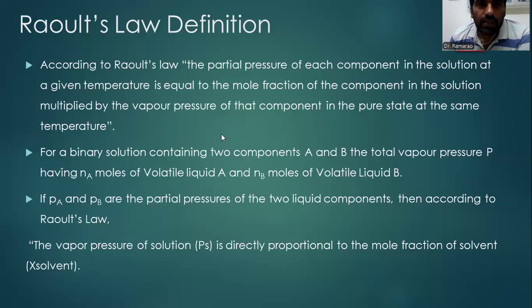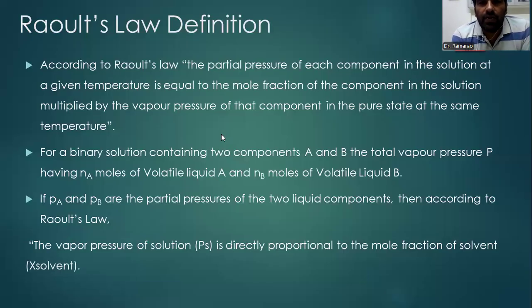Raoult's law. According to Raoult's law, the partial pressure of each component in the solution at a given temperature is equal to the mole fraction of the component in the solution multiplied by the vapor pressure of the component in the pure state at the same temperature. Means the partial pressure of each component is equal to the mole fraction of the component multiplied by the vapor pressure of the component in the pure state at the same temperature.